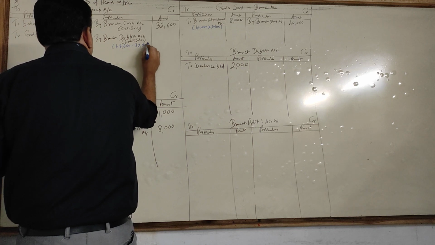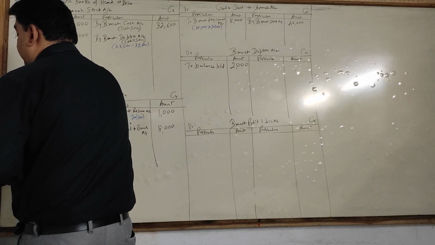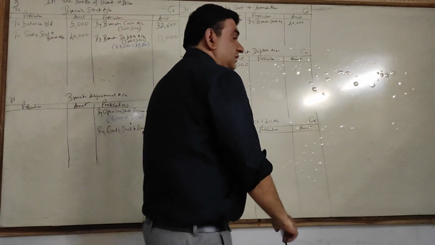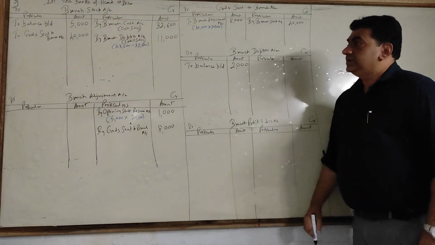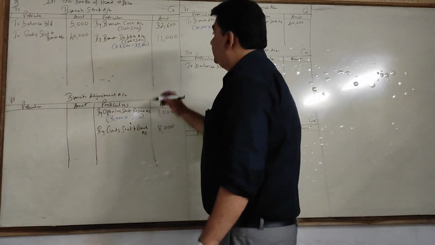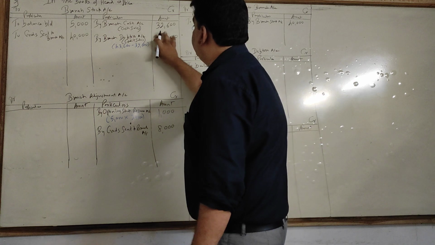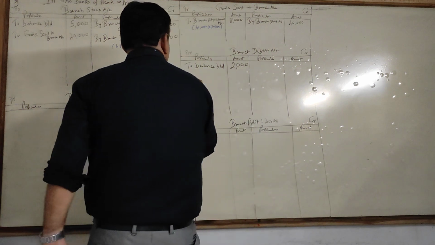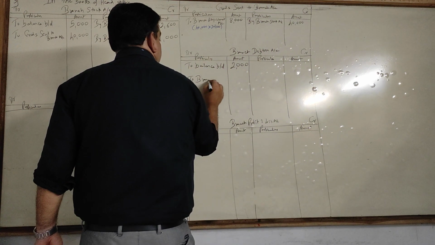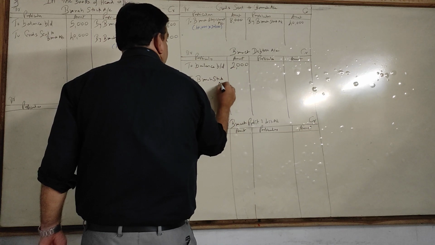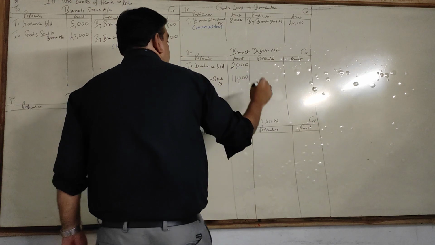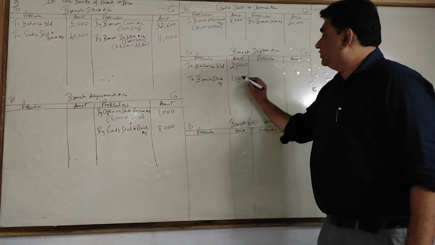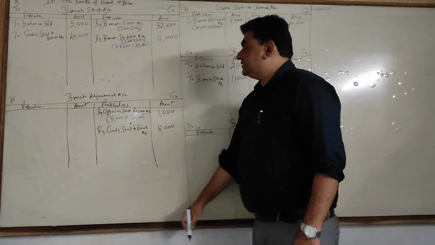43,600 minus 32,600. That gives you 11,000. And by branch debtors, we are preparing branch debtors. Come to the debit side of branch debtors. To branch stock account, that is 11,000.